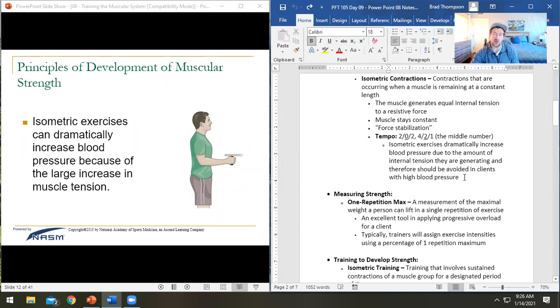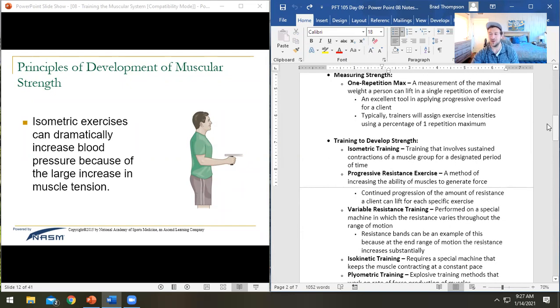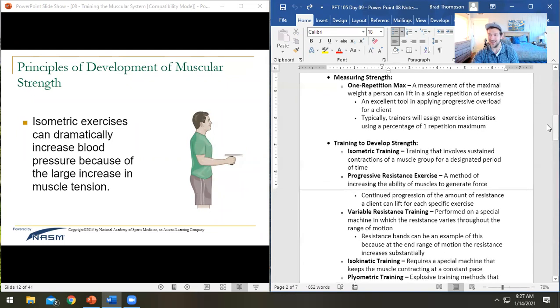So which one's better? I don't know. Well, here's what I do know. This 2-0-2 tempo is the one you need to have memorized because you are here to pass the NASM exam. But you can keep the 3-1-1 in your head as a piece of trivia. And once you graduate, then you can play around with it.